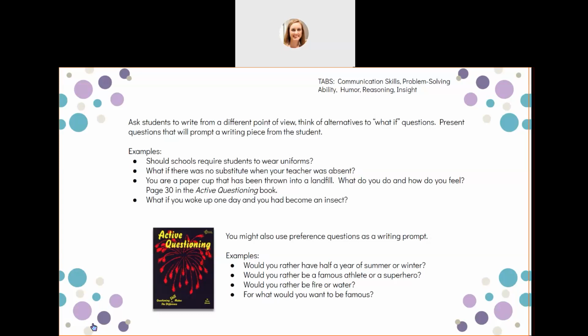Would you rather have half a year of summer or winter? And I know I would for sure pick summer anytime. Would you rather be a famous athlete or a superhero? Would you rather be fire or water? And for what would you want to be famous? And that last one would be great to get some insight on student interest, because they may focus on an interest area on what they want to be famous for. So those all would be great ways to get students thinking and writing.